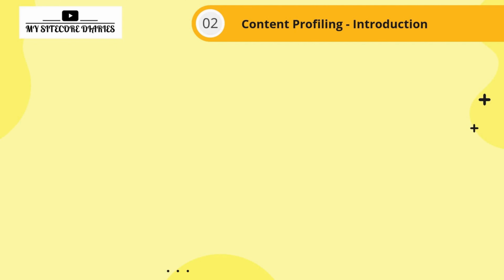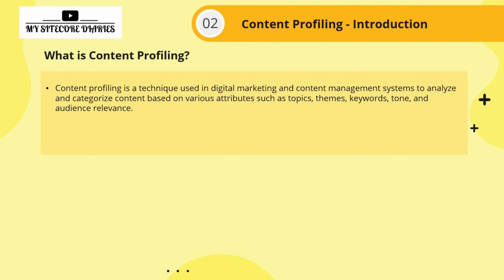Now we will see content profiling. So what is content profiling? Content profiling is a technique used in digital marketing and content management systems to analyze and categorize the content based on various attributes such as topic, themes, keywords, tone, and audience relevance. So in content profiling, basically we are categorizing the content based on the topic, themes, and keywords. So you are actually categorizing what kind of content it is.